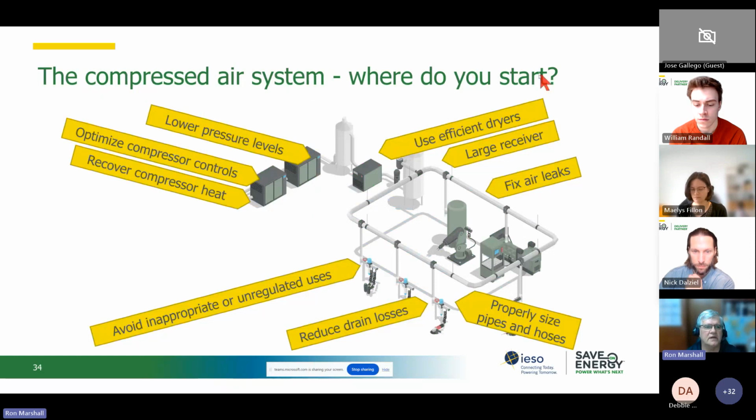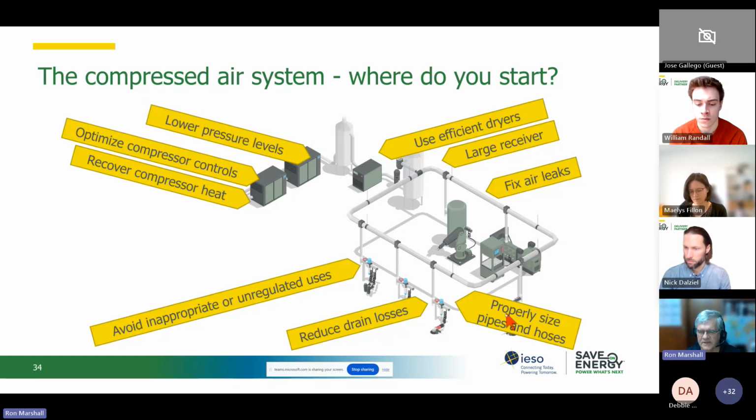So where do we look, right? Where do we start for systems? We might reduce the pressure, optimize compressor controls, recover compressor heat. We might use more efficient dryers, like cycling style instead of non-cycling. Put in a very large receiver, right? My rule of thumb is if somebody walks into your compressor room and doesn't do a double take when he looks at your large air receiver or your control receiver, if he's not surprised, then it's probably not big enough, right? Significant size, especially if you have load unload compressors.